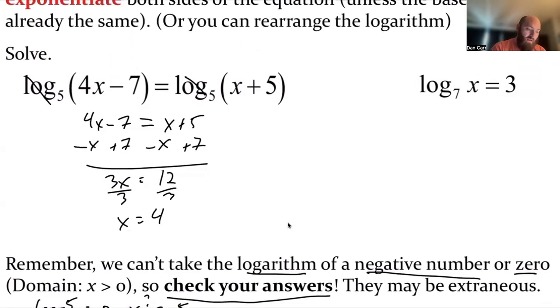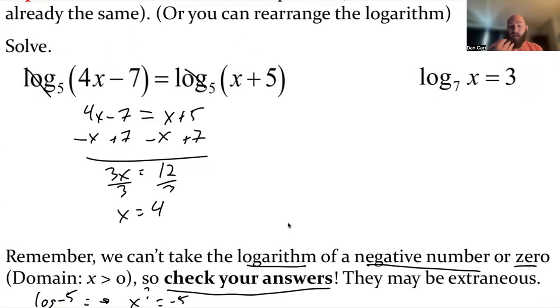From here, log base 7 of x equals 3. Now, you can kind of just rewrite your logarithmic into exponential form. That's a possibility. But the idea is that if I think of this as what is the opposite of log base 7, it is doing an exponent with 7 as my base. So this will actually cancel it out. So x is equal to 7 to the third power.